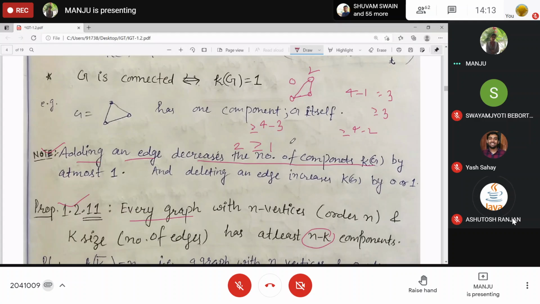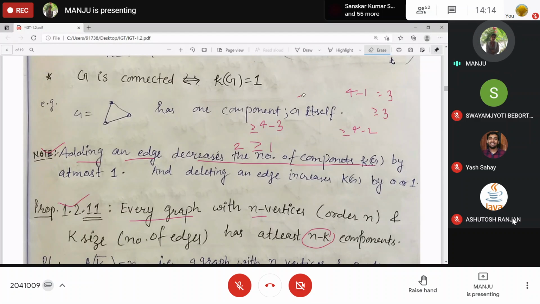I hope it is clear. Every graph with n vertices and k edges will have at least n minus k components. Okay? That means a lower bound is given.